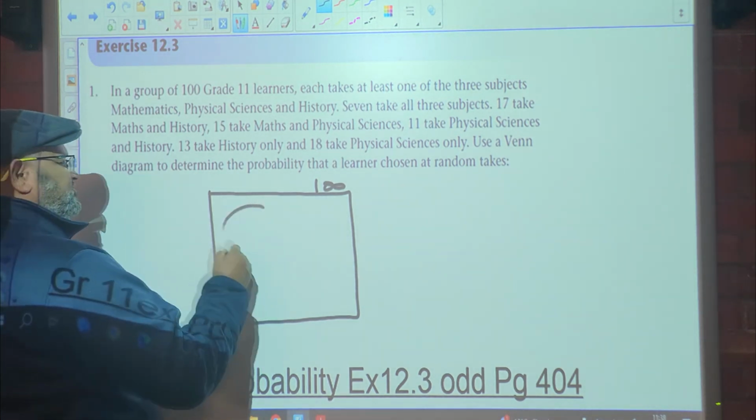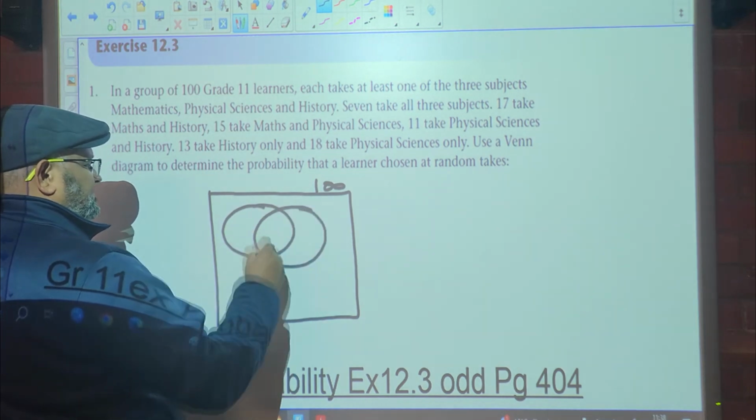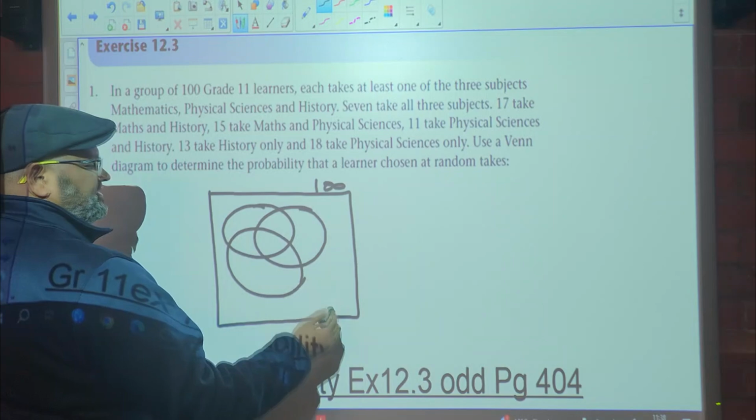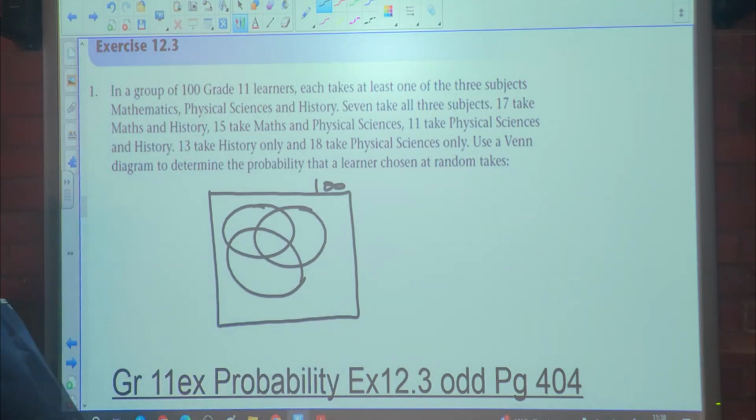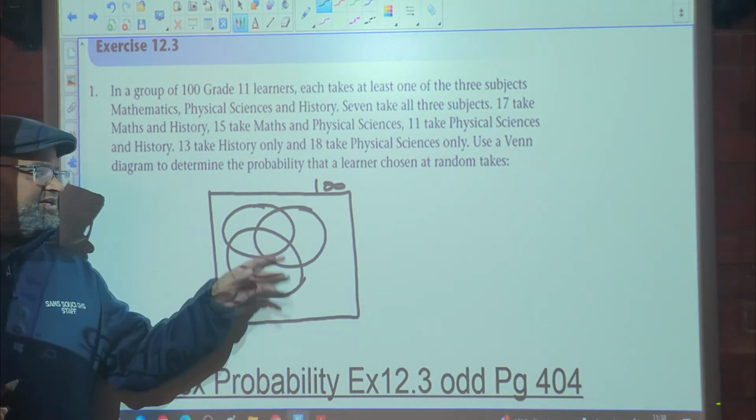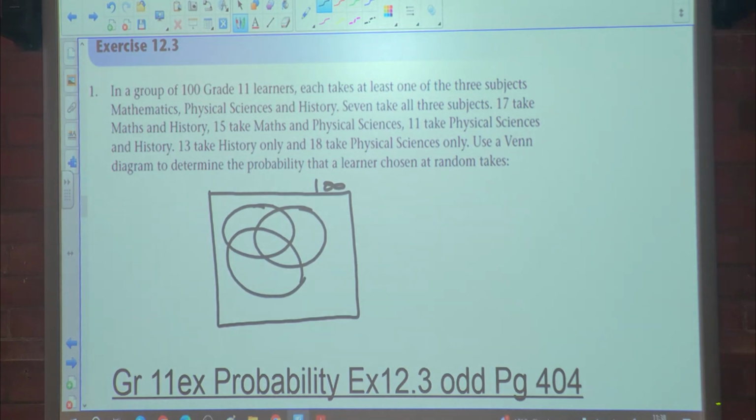So what can be derived from them? How many will be on the outside? Nothing. Why? Because of that 100, each of them takes part in one of the three subjects.